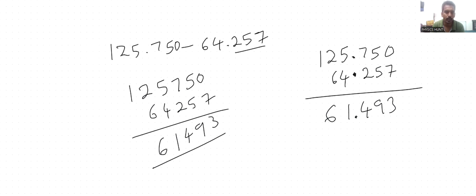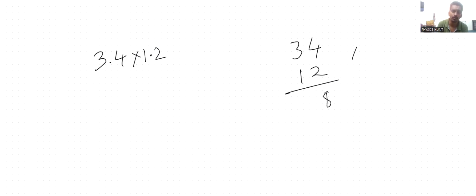Now same way, if you consider multiplication and division, see here 3.4 into 1.2. So you just multiply 34 into 12 as it is. So 8, 4, 36, 40. After multiplying like normal numbers, check how many decimal places are there. Here 1, here 1. So 2. So 4.08.